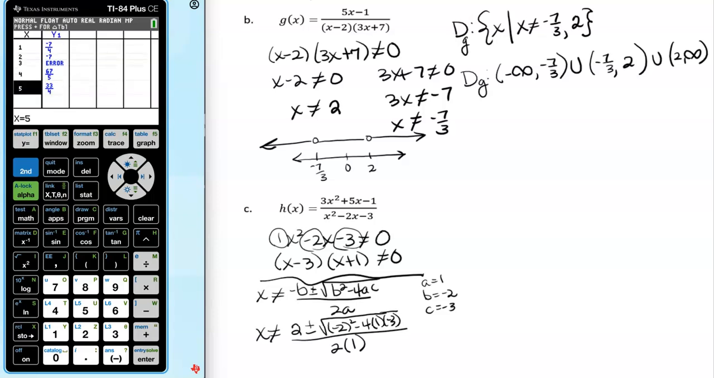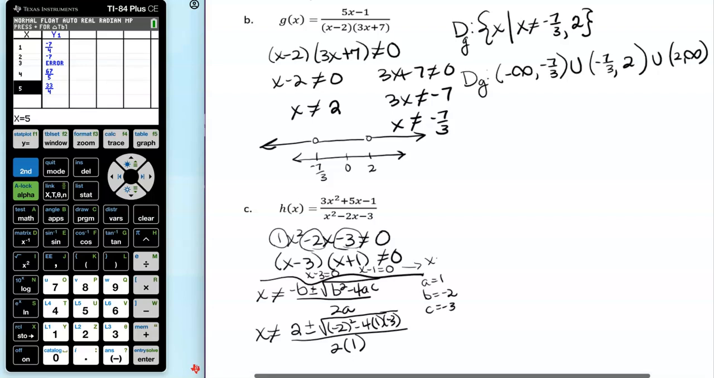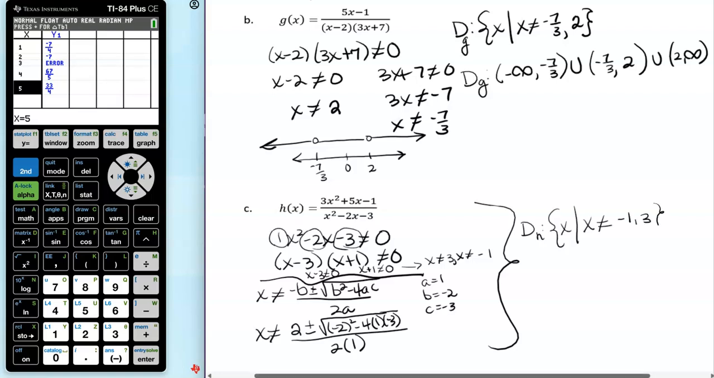Now, if I follow any of these out, let me just follow this one, the first one where I factored. You could see how it works out analytically. And you get x cannot equal 3, and x cannot equal, that's a positive one, x cannot equal negative 1. So to write the domain of H, if we write it in set notation, we'd say x such that x cannot equal negative 1 and 3.